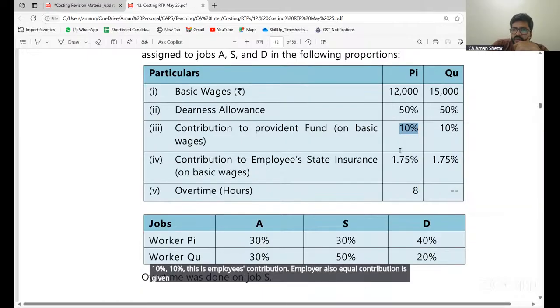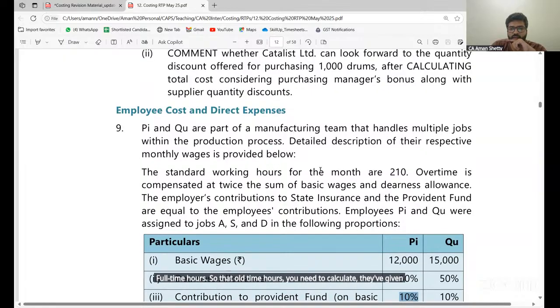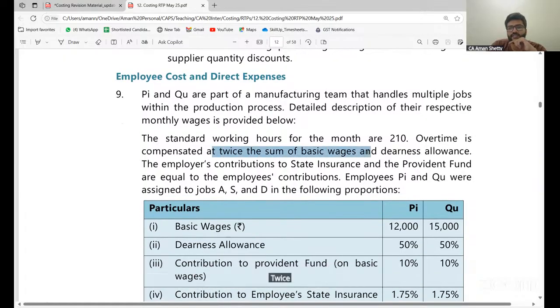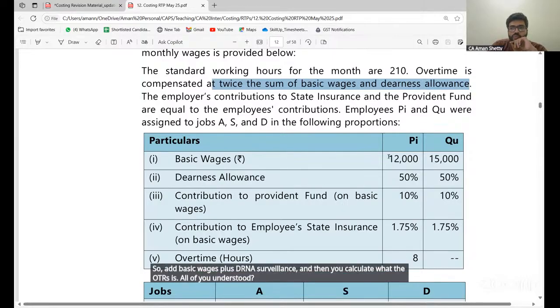Is that understood? Employer's contribution will be added to their earning. Contribution to employee state insurance will be added to their earning again. OT hours here, 8 is given. Clear, all of you? Overtime hours, you need to calculate. They've given, I think, twice the sum of the basic wages and dearness allowance. So add basic wages plus dearness allowance and then calculate the OT rate. All of you understood?